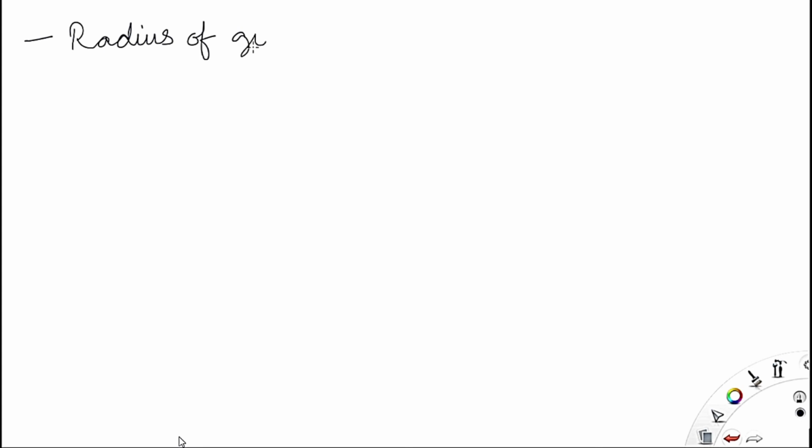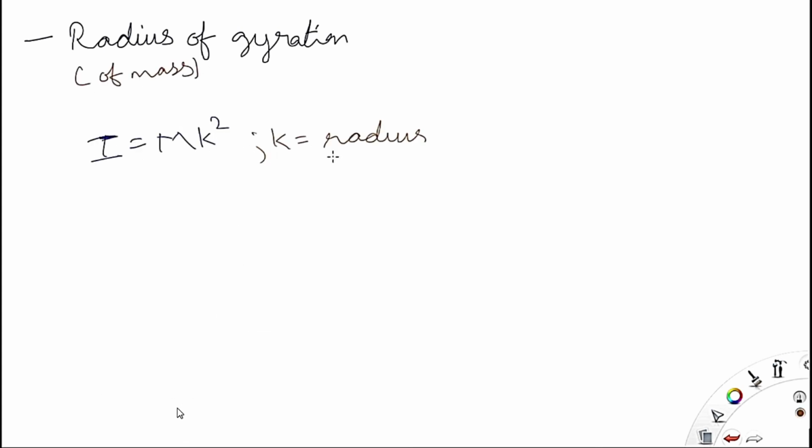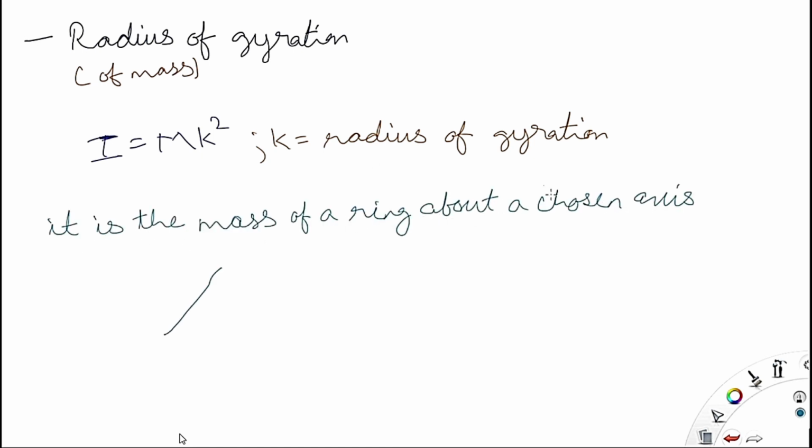Now radius of gyration related to mass moment of inertia. Mass moment of inertia is represented by I is equal to Mk square, where M is the total mass of the body and k is the radius of gyration. For various figures we have calculated the mass moment of inertia, then equate that I to Mk square and you will get the k value, the radius of gyration for various bodies.